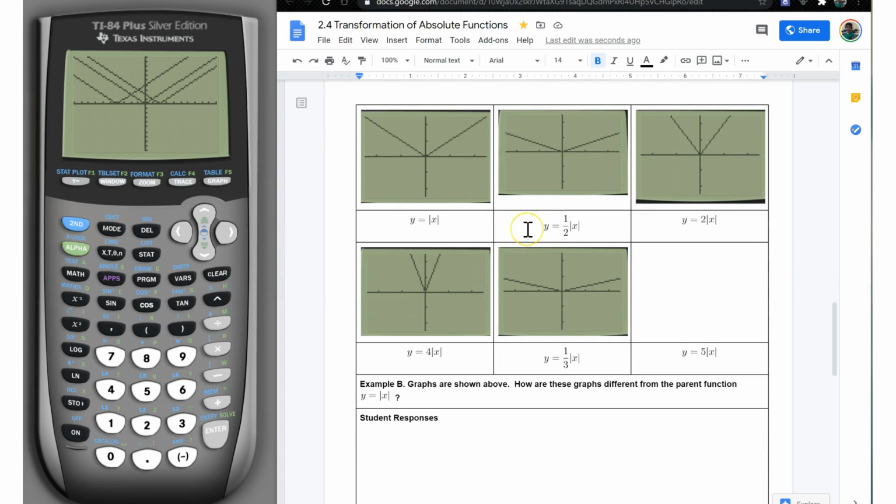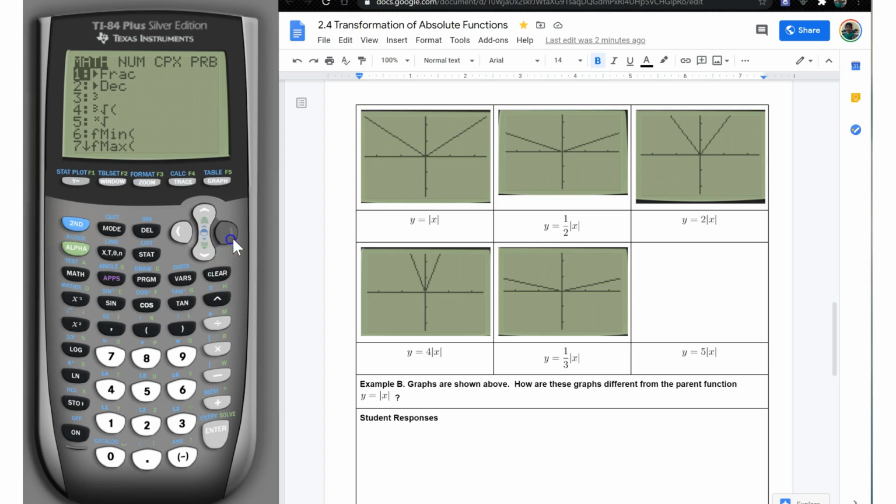The next lesson, we're going to go ahead and see what's going to happen if we have a number that's in front of the absolute value function. So I have here y equals the absolute value of x. And then the next item is we have 1/2 times the absolute value of x.